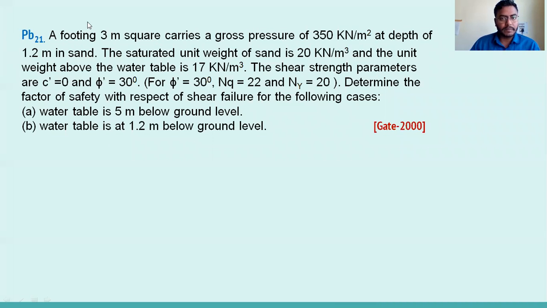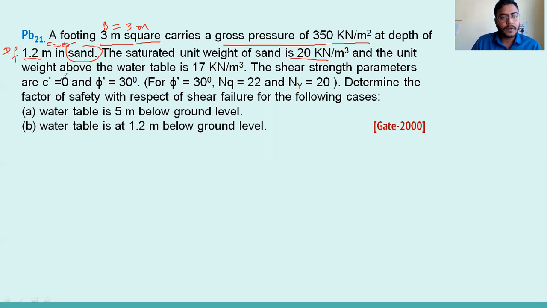This question I would say is very, very important for the GATE examination. A 3 meter square footing. Here the dimension is given, capital B is 3 meter. It carries a gross pressure of 350 kilonewton per meter square at a depth of foundation. The depth of foundation is given as 1.2, and the soil is sand, so C is equal to 0. The saturated unit weight of sand is given as 20.